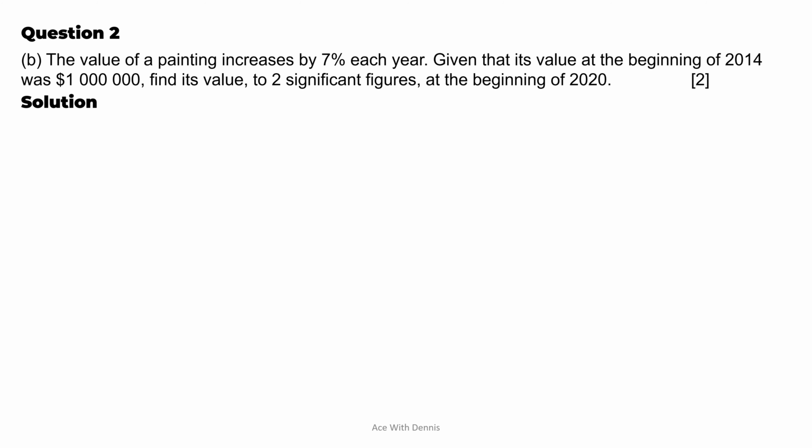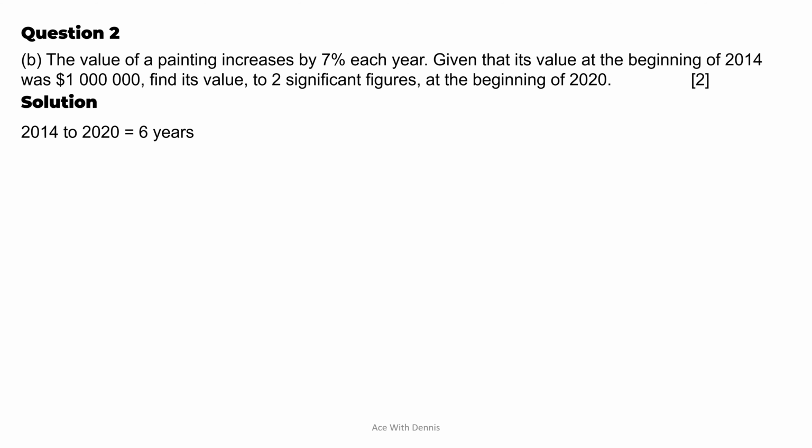Okay, so here's the solution. Firstly, understand the question, right? The value of this painting increased by 7% each year. So from here, it is similar to the concept of compound interest. Okay, so at the beginning, it is this value, right? So what is it at the beginning of 2014? It is $1 million. So what is the value at 2020?